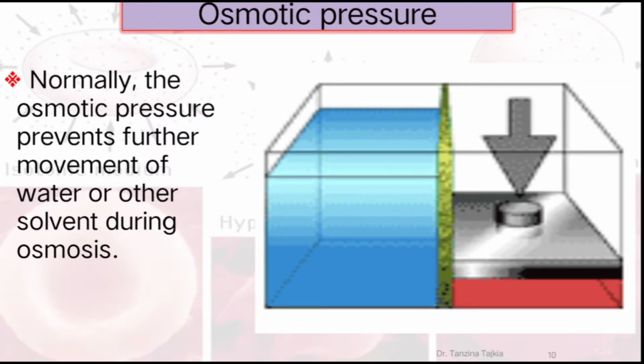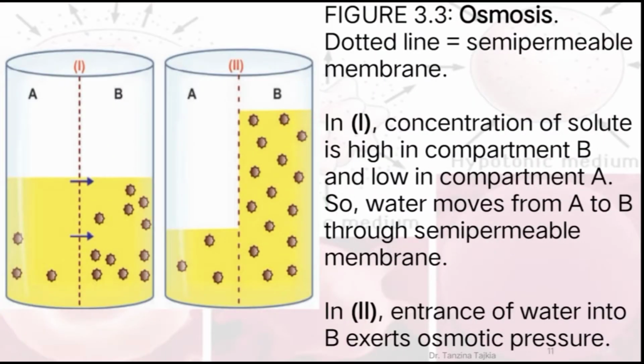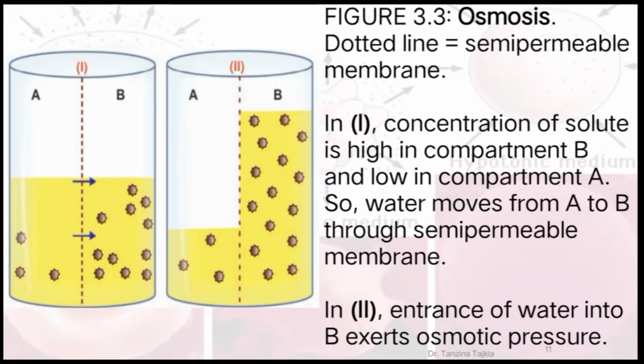Normally, the osmotic pressure prevents further movement of water or other solvent during osmosis. In this figure, the dotted line is the semi-permeable membrane, and in figure 1, the concentration of solute is high in the B compartment and low in the A compartment. So, water moves from A to B through the semi-permeable membrane, and in the tube, the entrance of water into B exerts osmotic pressure.